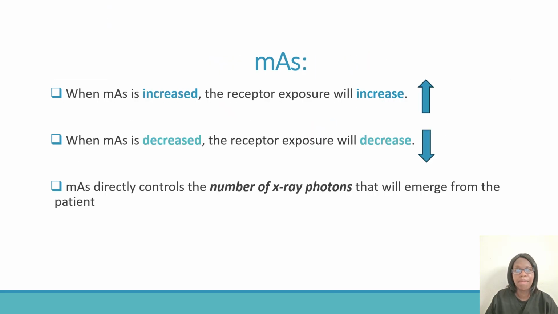For mAs, when mAs is increased, the receptor exposure will increase. When mAs is decreased, the receptor exposure will decrease. And also, mAs directly controls the number of X-ray photons that will emerge from the patient.